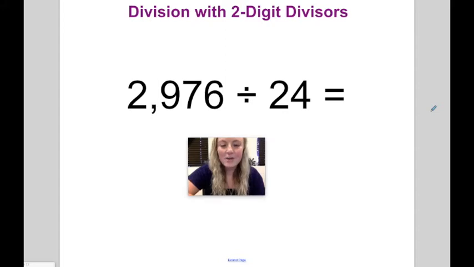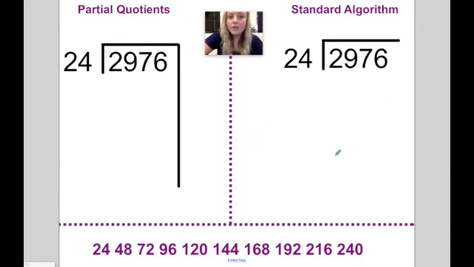Hey guys, today we're going to do a quick tutorial on dividing with two-digit divisors. So in this problem, 2,976 divided by 24, 24 is my divisor. We're going to look at two different strategies on how to find the quotient. We are going to look at the partial quotients method and the standard algorithm.